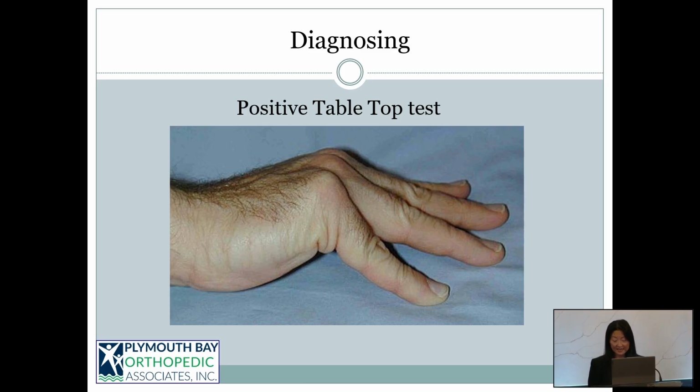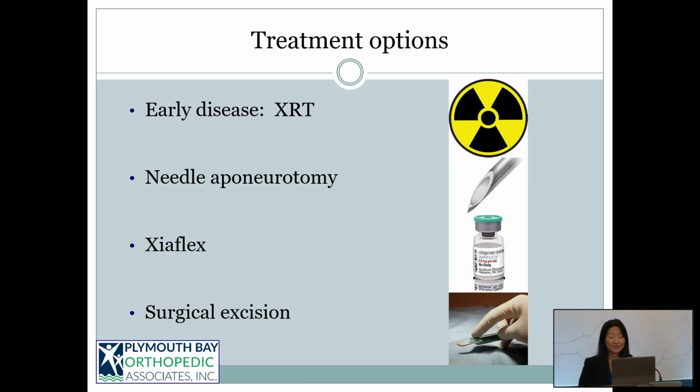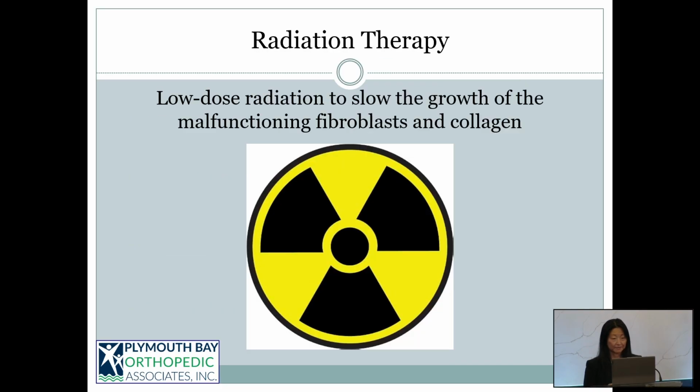So once you have it diagnosed, how do you treat it? So the treatment options are listed here. So for early disease, there's radiation treatment. As it progresses, there's more invasive treatments, such as the needle aponeurotomy, Xiaflex injections, or surgical excision. So I'm going to talk a little bit about each one of those.